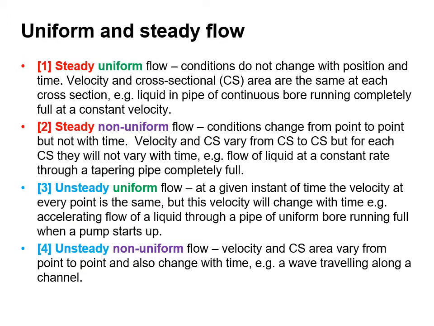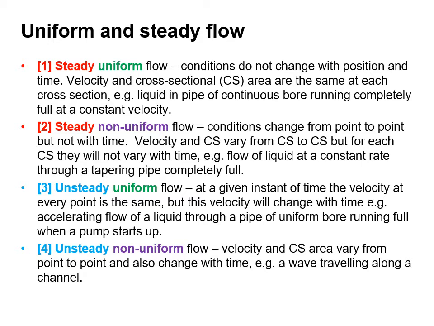So here are four possible types of flow. The first two are steady flow, the first one being steady uniform flow, so conditions do not change with position or time. For example, the flow of liquid through a pipe of uniform bore running completely full at a constant velocity would be an example of this type of flow. Steady non-uniform flow: the conditions change from point to point, but not with time. So the velocity and cross-sectional area of the stream may vary from cross-section to cross-section, but for each cross-section they will not vary with time. For example, the flow of a liquid at a constant rate through a tapering pipe running completely full.